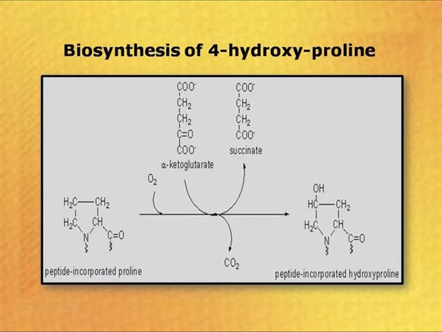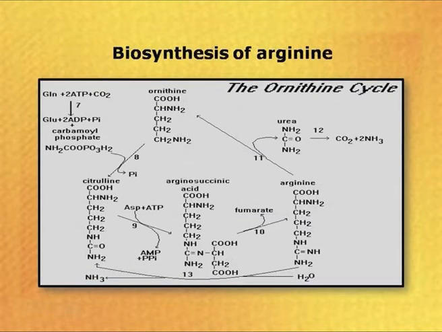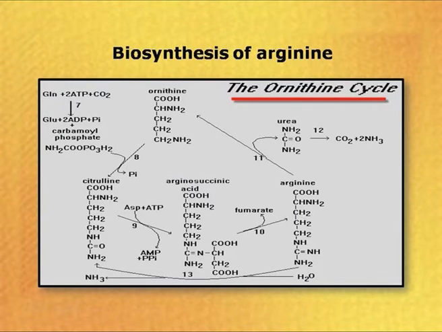4-hydroxyproline is another important amino acid which can be produced from proline through a hydroxylation reaction. Arginine is another important amino acid which also falls under the glutamate family of amino acids, and this amino acid can be synthesized, as we can see in the slide, through the ornithine cycle.